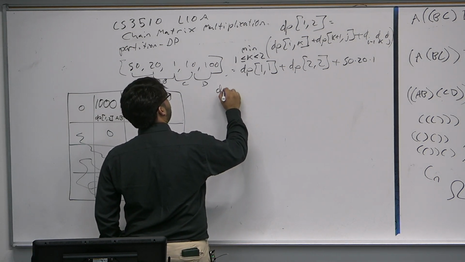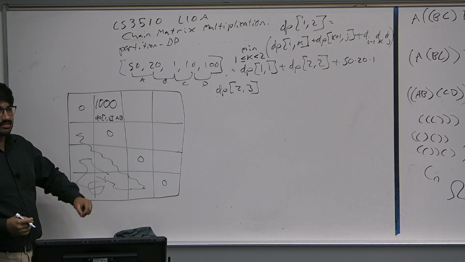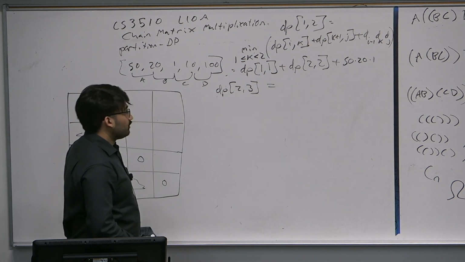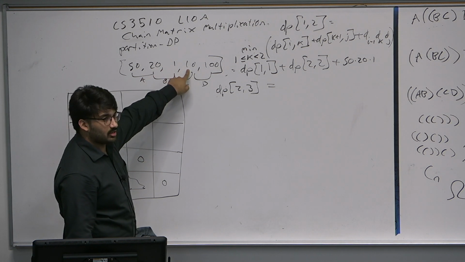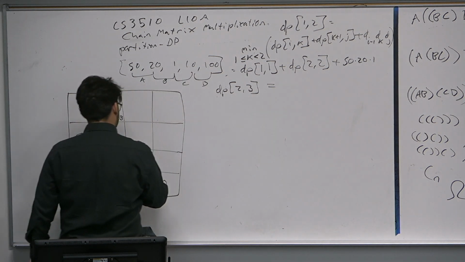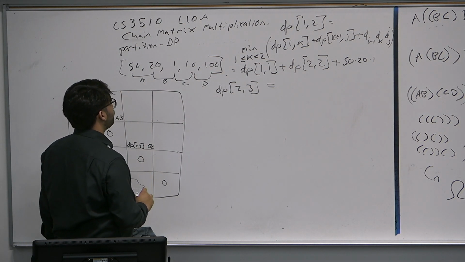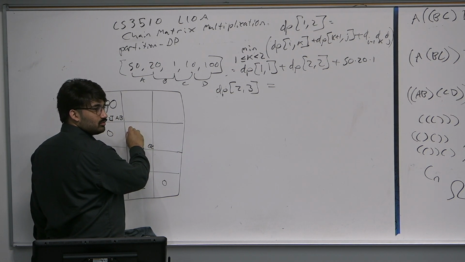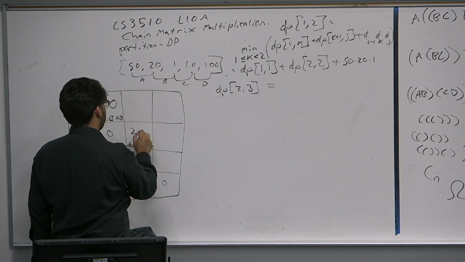Similarly, for dp of 2 comma 3, we can skip a little ahead and know we're going to take the min of two other things and the cost to compute that, which is going to be what? We want to compute 2, 3. So we want to compute b times c. So it's going to be 20 times 1 times 10, which is going to be what? What's 20 times 1 times 10? Sorry, 200, I'm sorry. 20 times 1 times 10 is 200.